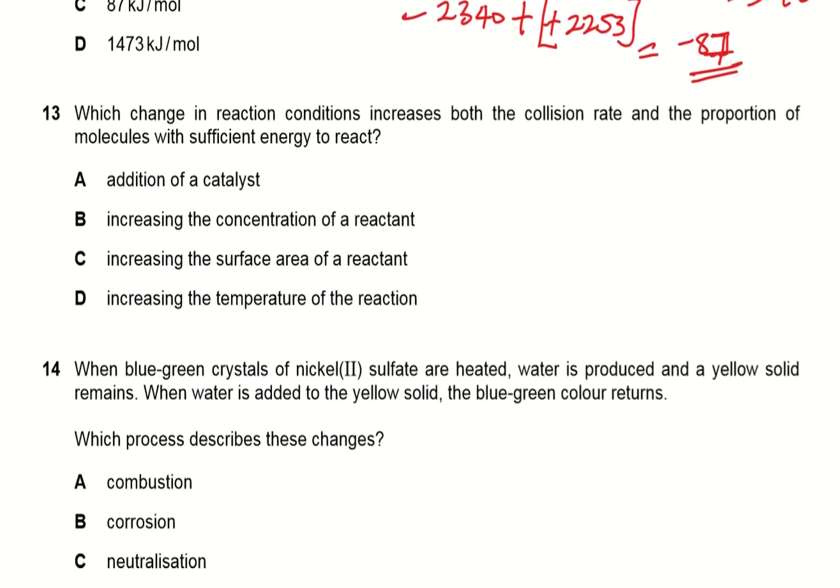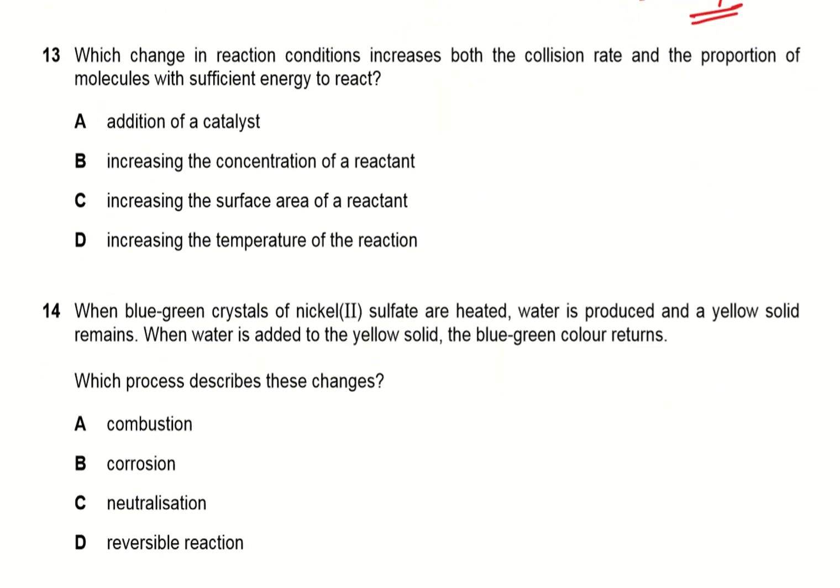That's interesting really. Which change in reaction condition increases both the collision rate and the proportion of molecules with sufficient energy to react? So we are looking at factors affecting the rate of reaction. We'll talk about presence of catalyst is 1, increase in concentration is 1, pressure is 1, and of course temperature is 1. Each of these affects the rate of reaction in a different way. They tamper with different things to affect the rate of reaction.